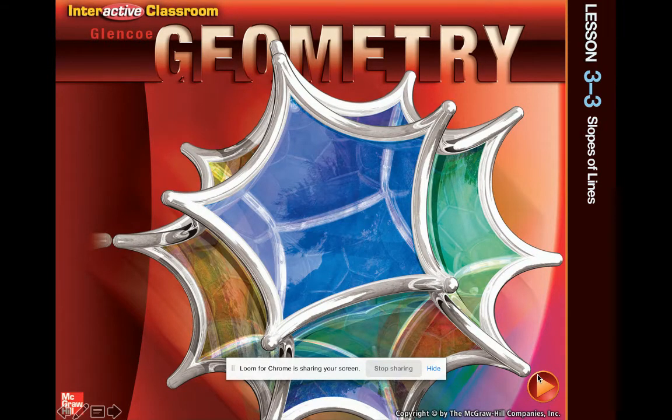All right. So for today, I know it says 3-3 slopes of lines. We are not doing slope of lines. We're just going to do a quick review of 3-2, which is angles and parallel lines, pairs of angles, and good stuff like that.